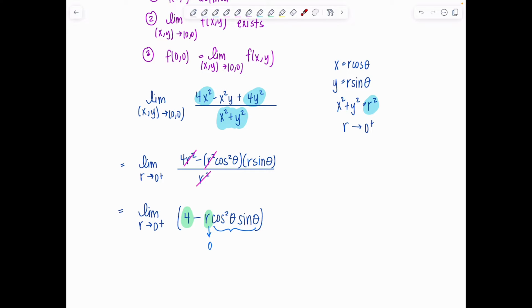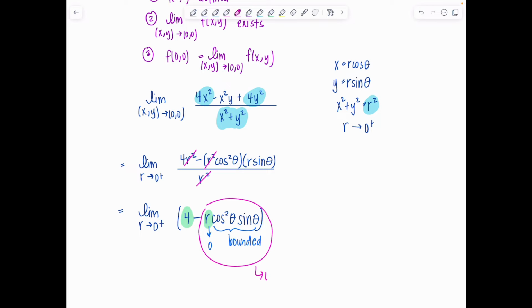And I know something very special about cosine and sine. Those are bounded functions. They're bounded between -1 and 1. And so this product is also bounded. There's absolutely no chance that it's going to go to infinity, which is perfect for us. Because then if I have r approaching 0 times something that's bounded, then for sure this entire term right here is going to 0.